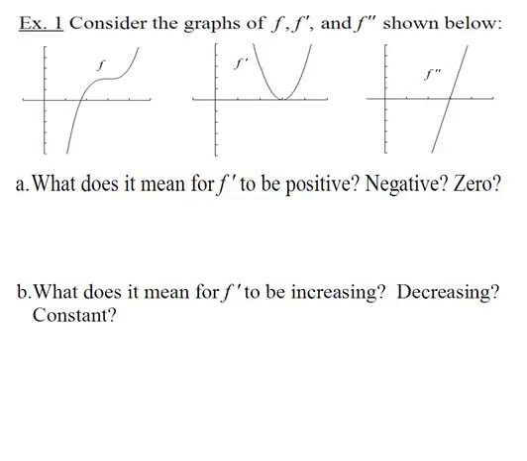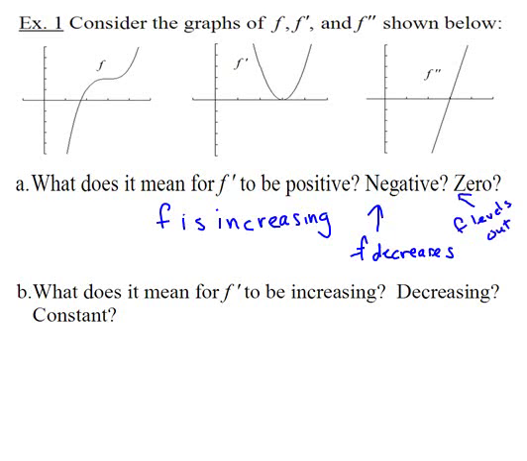In our first example, consider the graphs of f, f prime, and f double prime shown. In part A, what does it mean for f prime to be positive? Remember that f prime represents the slopes of f at each x value. Positive slope would mean that f is increasing. By the same reasoning, if f prime is negative, that indicates that f is decreasing. A slope or derivative of 0 would mean that the graph must be flattening at that x value.